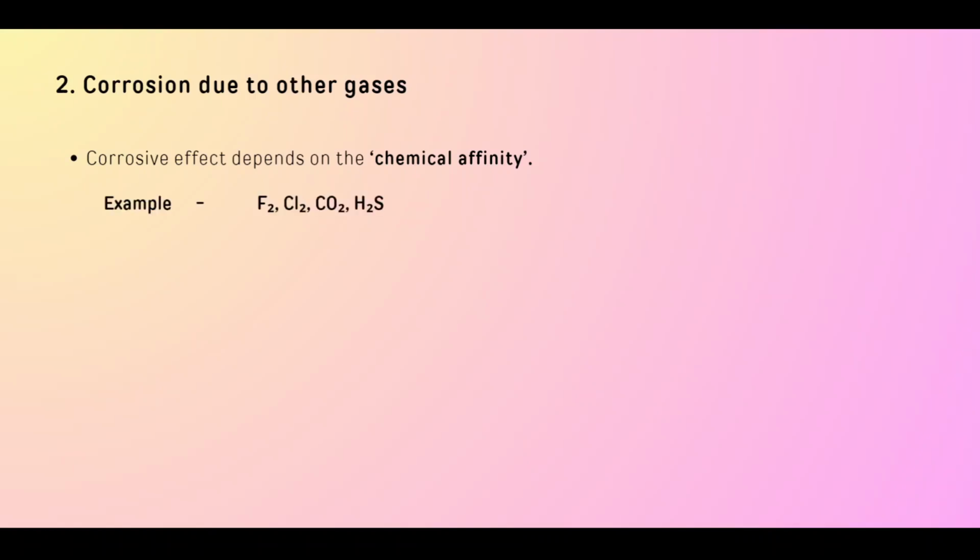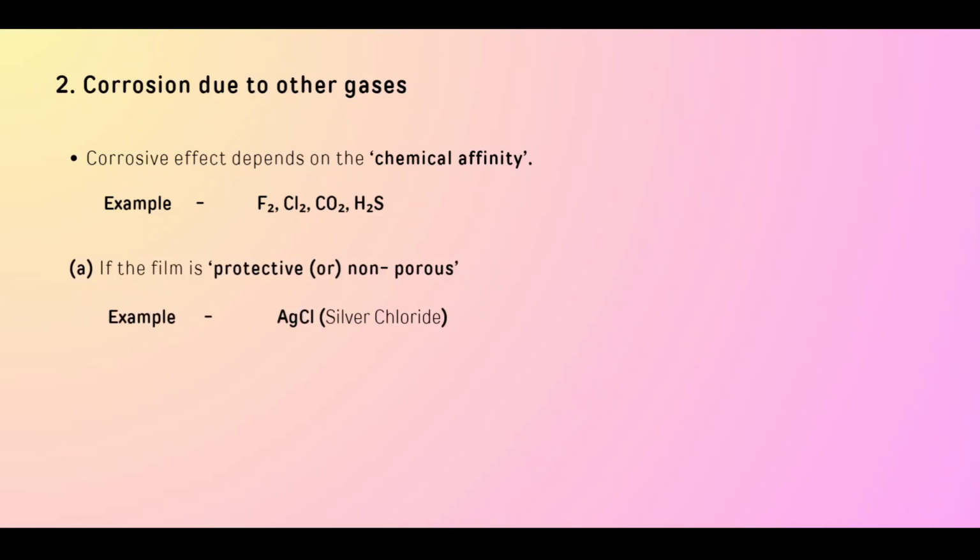Let us see the next one. Corrosion due to other gases. The extent of the corrosive effect depends mainly on the chemical affinity between the metal and the gas involved, and just as in the case of oxidation by air, the degree of attack in such cases also depends on the formation of protective or non-protective films. Examples of such gases are F2, chlorine, carbon dioxide, hydrogen sulfide, sulfur dioxide, etc. Now, if the film formed is protective, or you can say non-porous, like that of silver chloride, resulting from the attack of chlorine gas on metallic silver, the extent of attack decreases because the film of silver chloride formed protects the metal from further attack.